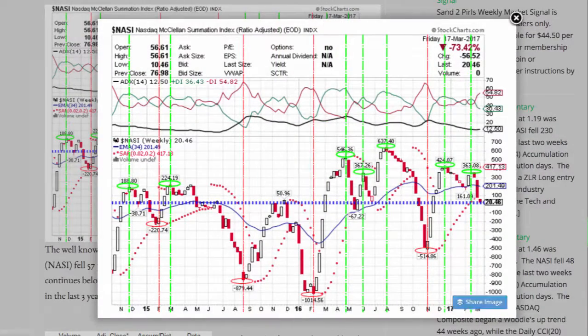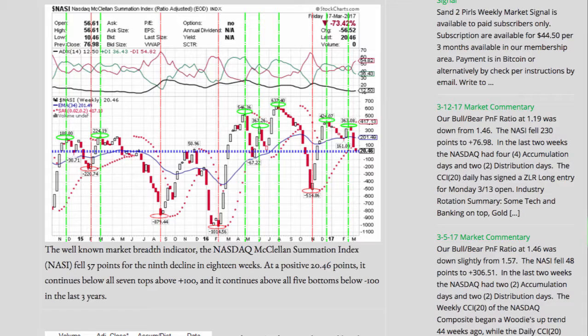The well-known market breadth indicator, the Nasdaq McClellan Summation Index, fell 57 points for the ninth decline in 18 weeks. At a positive 20.46 points, it continues below all 7 tops above plus 100, as well as continuing above all 5 bottoms below minus 100 in the last 3 years.